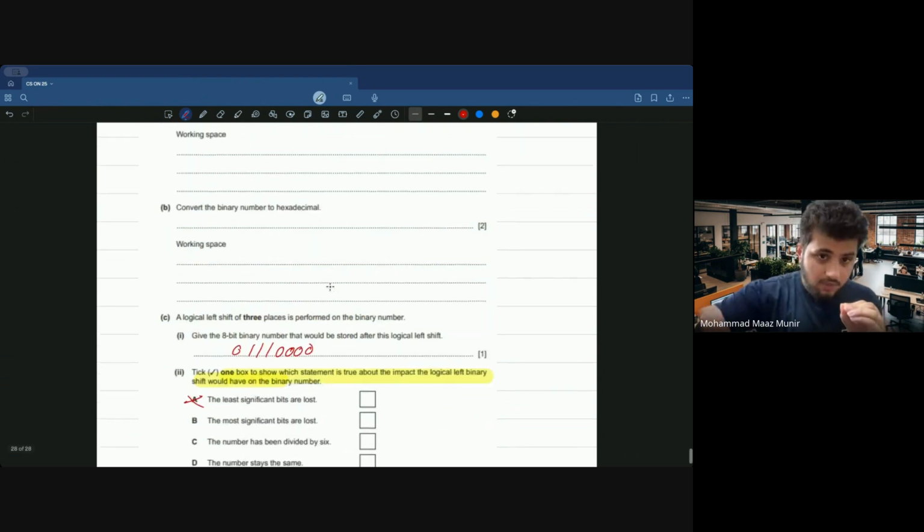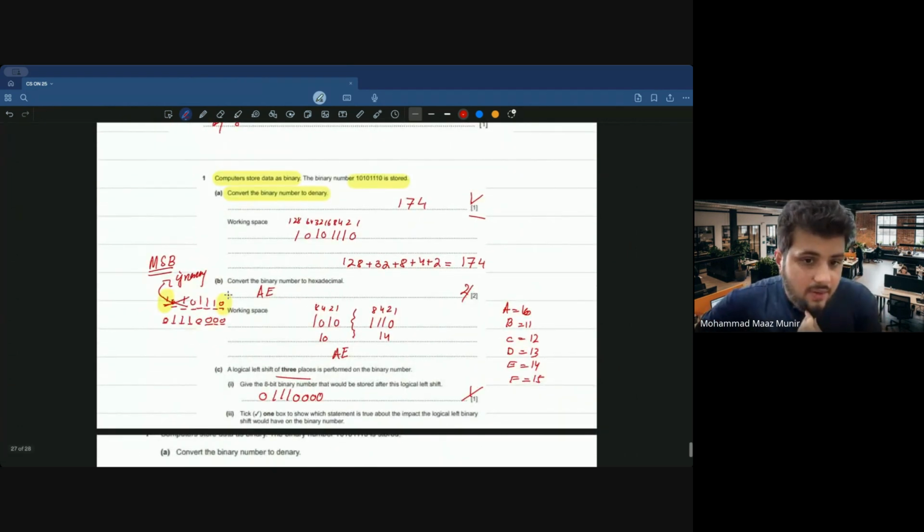Why? If you look at this, the least significant bit was this 0. But this least significant bit just went up here. It's still up there. Like you see, the zero just shifted its position, but it's still up there.